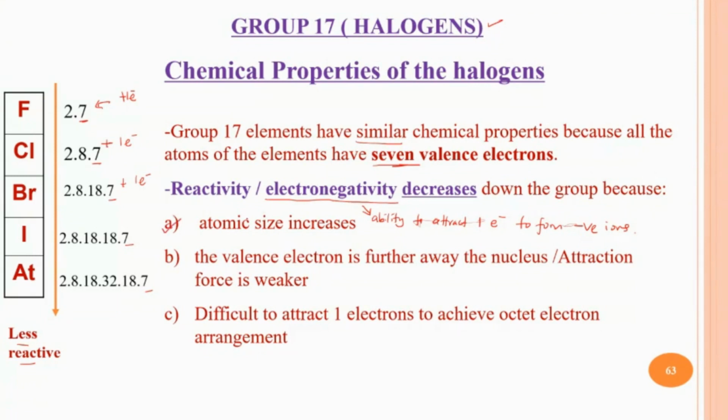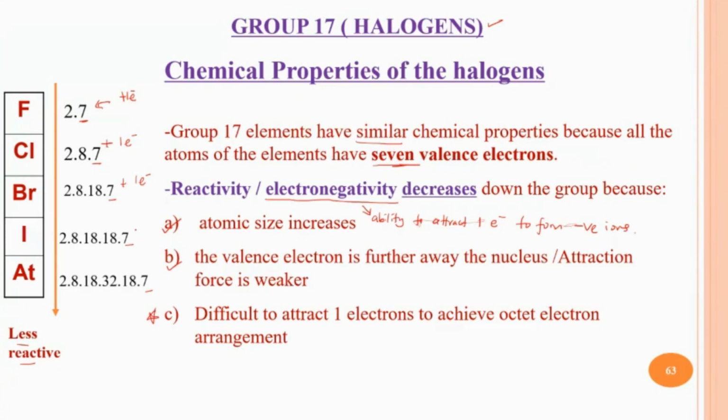First, when going down group 17, atomic size increases, right? Atomic size increases because the electron shells are getting more. Number 2, the valence electron is further away from the nucleus, right? Same as group 1 actually. So the attraction force is weaker, correct? Same as group 1, but only the last explanation is different.